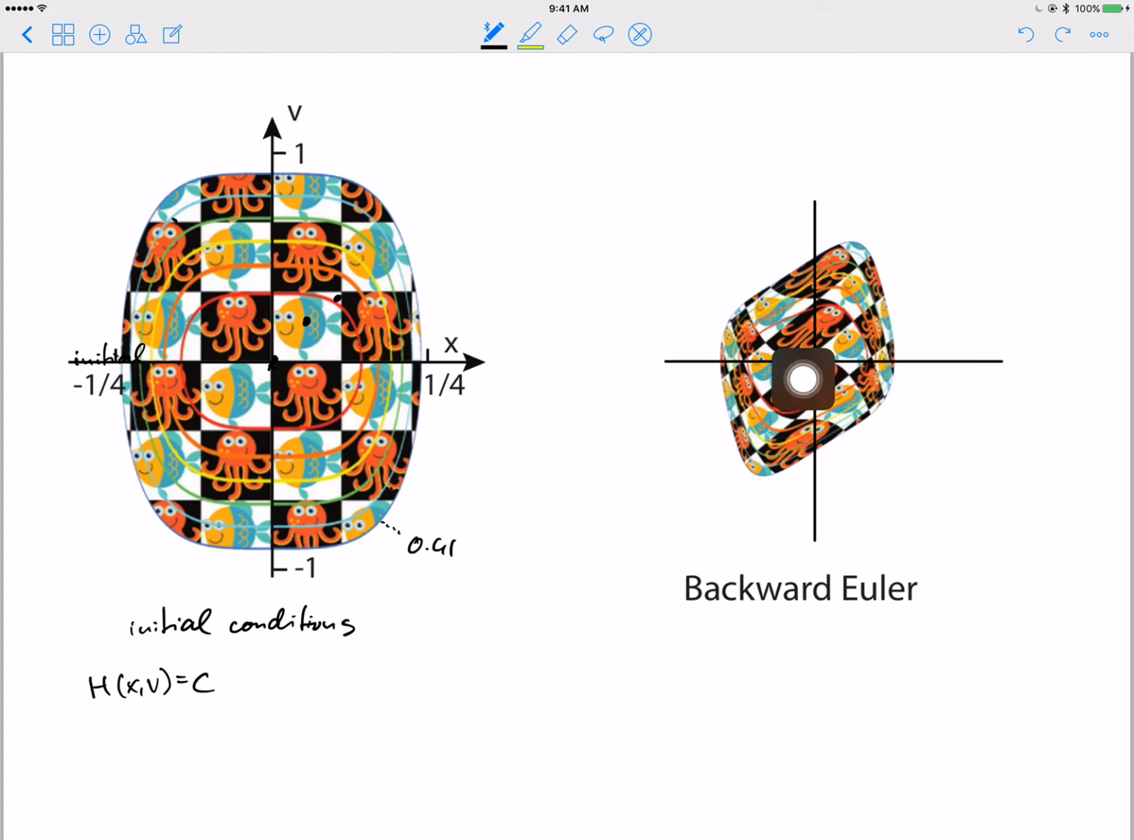This is known as numerical dissipation or numerical damping, and that means that if you keep running backward Euler over and over again, you have the opposite problem of forward Euler. Forward Euler was exploding the energy out of the window. This will be sucking the energy away from the system, even if the system was supposed to be conserving it. So eventually it will all stop.